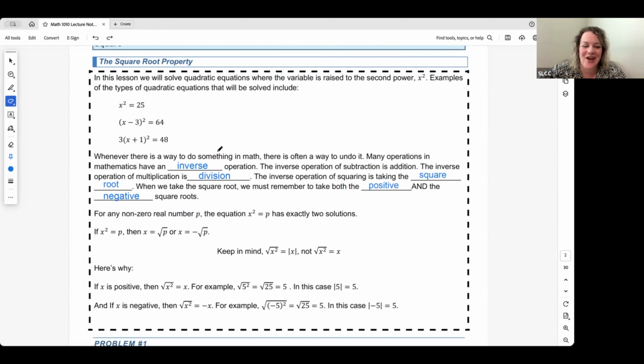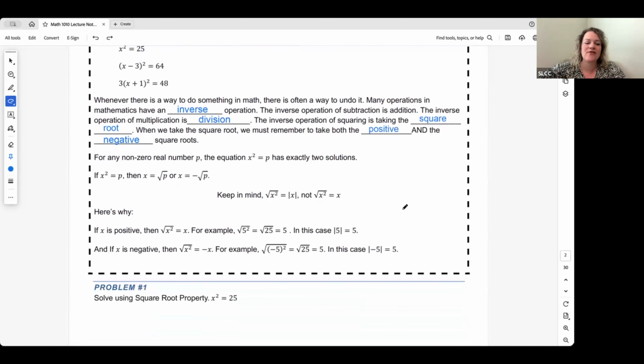If you look at the little paragraph in your notes, you'll see that whenever there's a way to do something in math, there's often a way to undo it. Many operations in mathematics have an inverse operation. The inverse operation of subtraction is addition. The inverse operation of multiplication is division. The inverse operation of squaring is taking the square root. And when we take the square root, we must remember to take both the positive and the negative square roots, as you can see below. So for any non-zero number p, x squared equals p has two solutions.